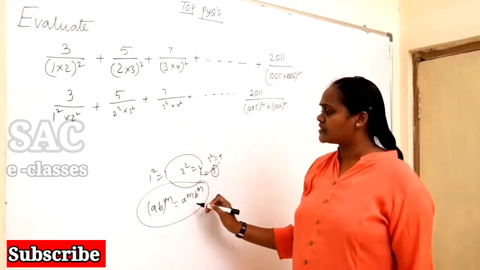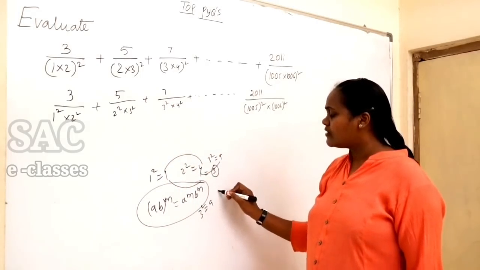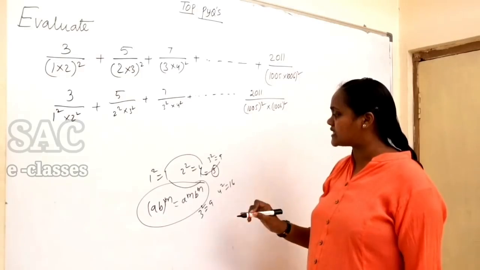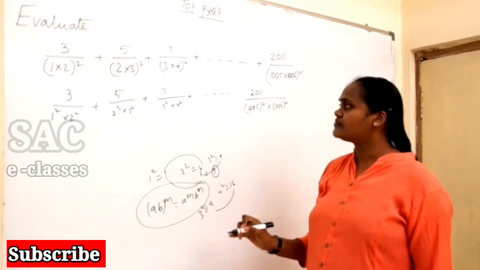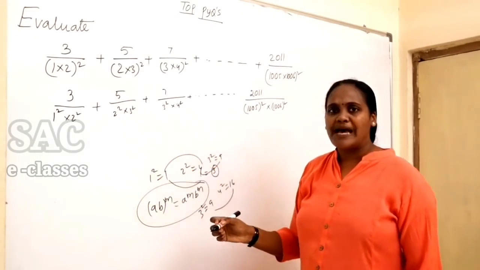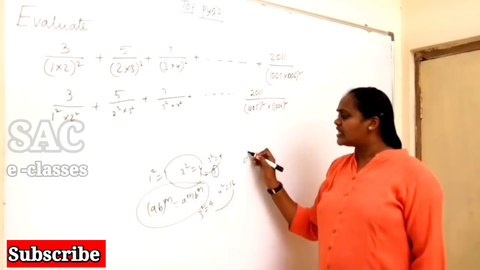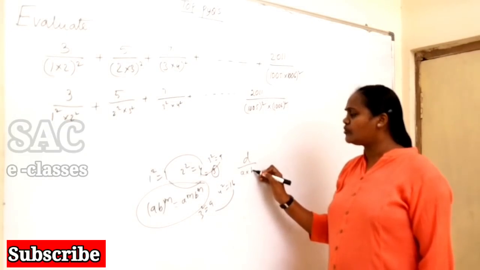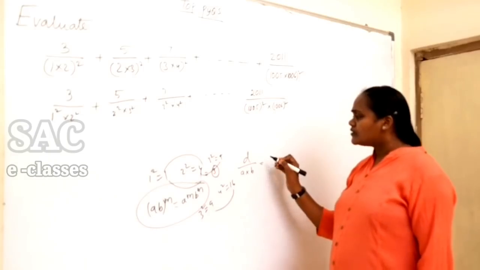3 square and 4 square: 3 square means 9, 4 square means 16. So the difference between them is 7. So it is matching our rule, that is, the difference by A into B.